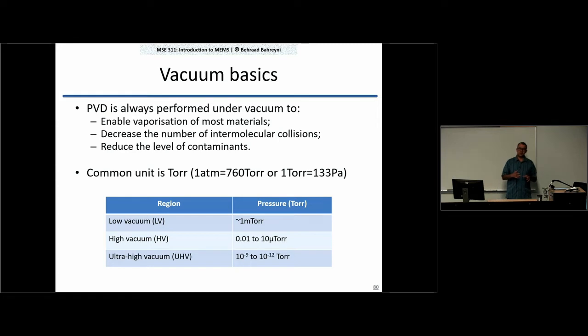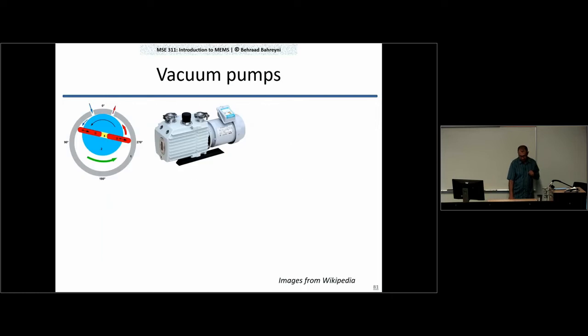Typically our evaporation is done under high vacuum, and sputtering, which we'll talk about in the coming slides, in low vacuum. Now, if you want to have these processes done under vacuum, you need a vacuum pump. There are many different ways of making pumps. So this is a rotary one. As you can see, it traps gas from the inlet and then expands it and then basically passes it out from an outlet to the outside.